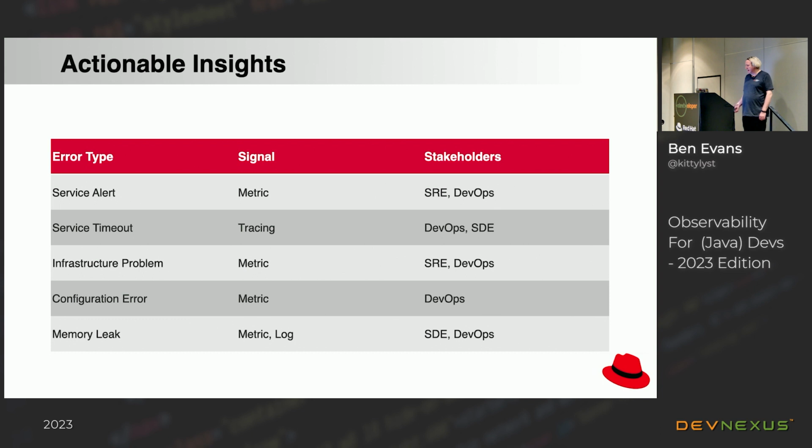And these are some of the actionable insights that you can get from it. So a service alert you could get from a metric, a timeout you get from tracing, infrastructure and configuration you might see from metrics. Things like memory leaks you'd see from metrics and logging.